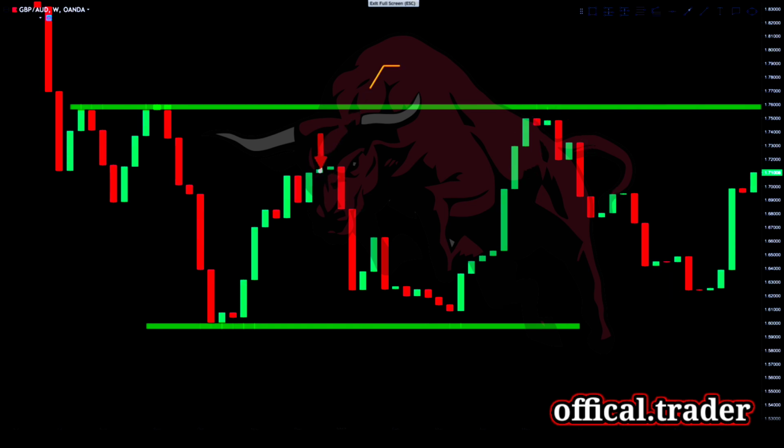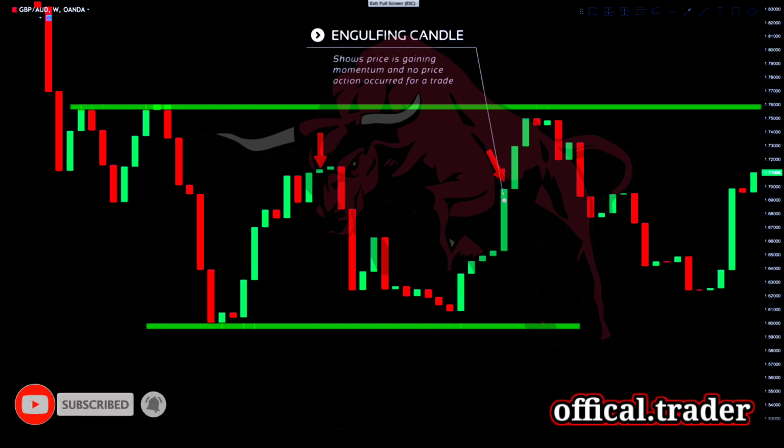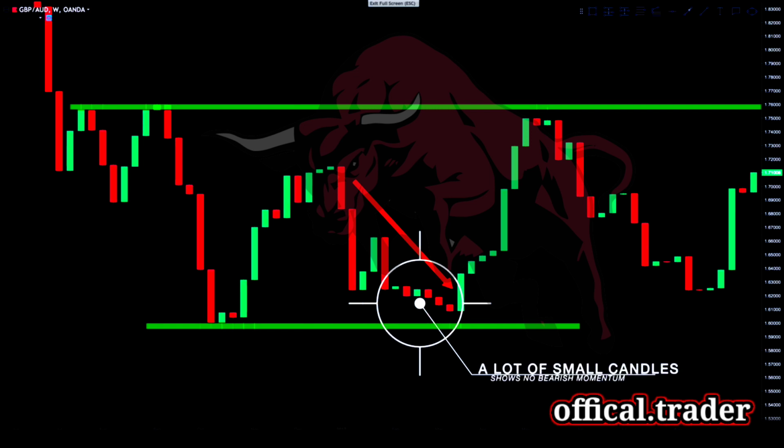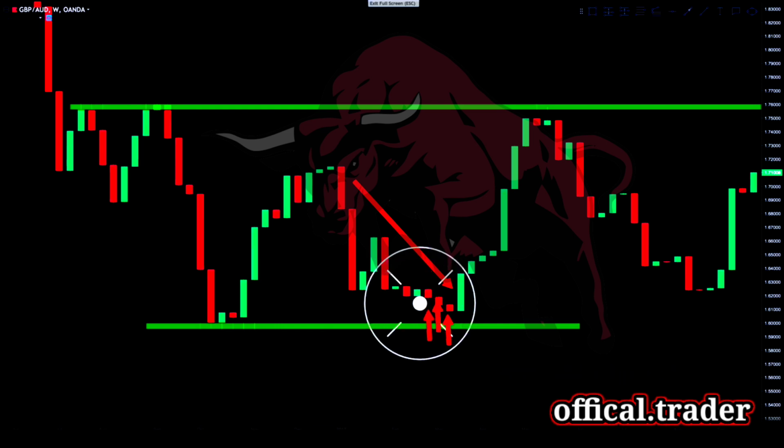So some traders might have noticed this level of resistance here, but look at what happens when price comes to this area. We have an engulfing candle and price broke right through, and there was no price action for a trade. Here along the bottom, we have a level of support here through this rejection. Now again, as price approaches this level, look at all the small candles as price approaches this level, which shows no bearish momentum. Price then finishes with 3 candles where the wicks are rejecting support, and then price took off upwards.